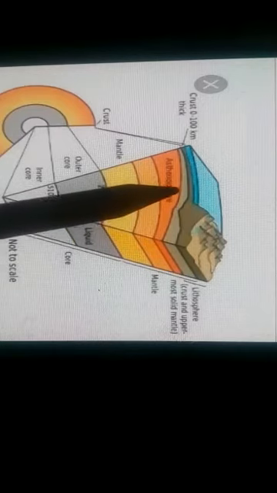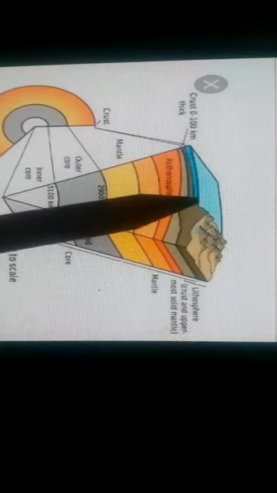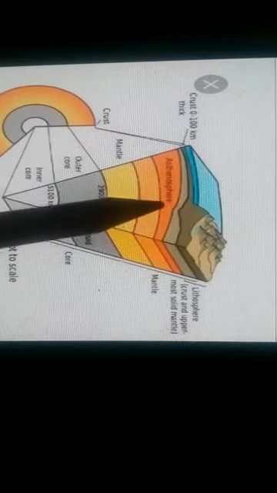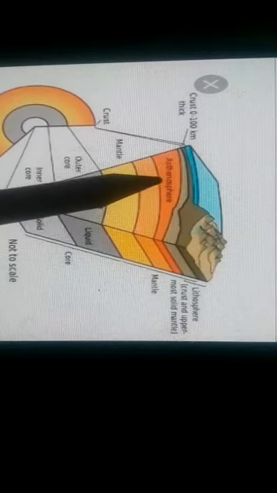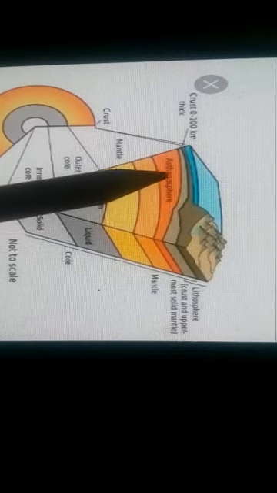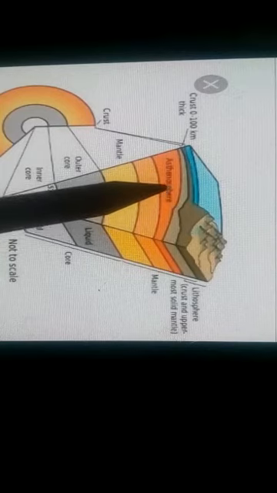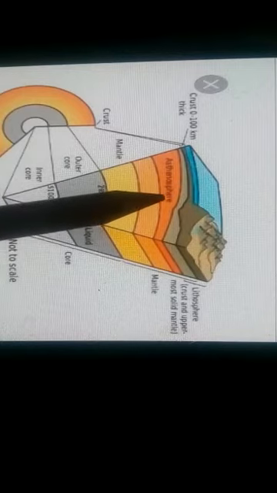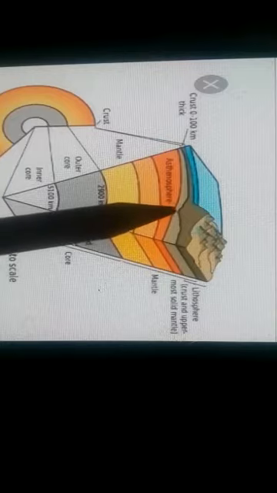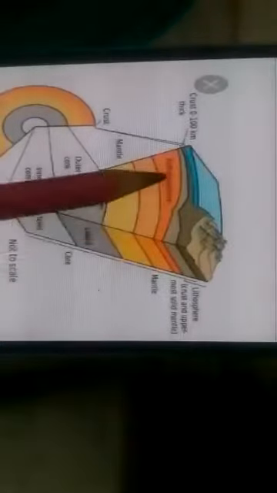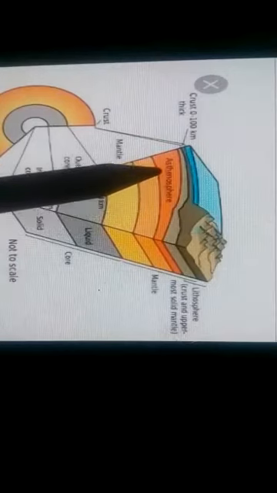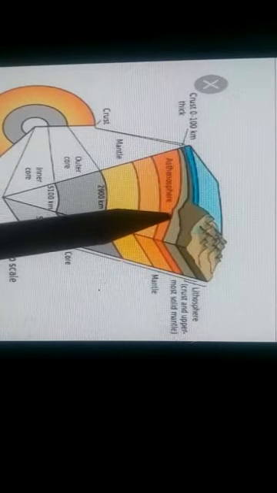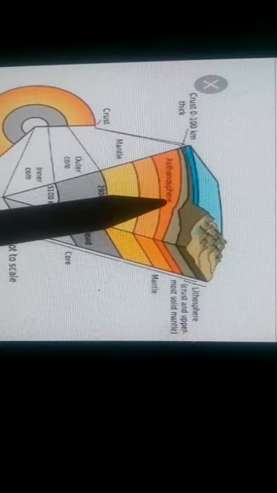The second one is the asthenosphere. Beneath the crust there is the asthenosphere. Actually the meaning of astheno is weak, the weaker area. Due to the high temperature as well as the high pressure, the material of this area is in a liquid form. So due to the availability of the liquid material in this area, this zone is comparatively called a weak zone. That's why this is called the asthenosphere.